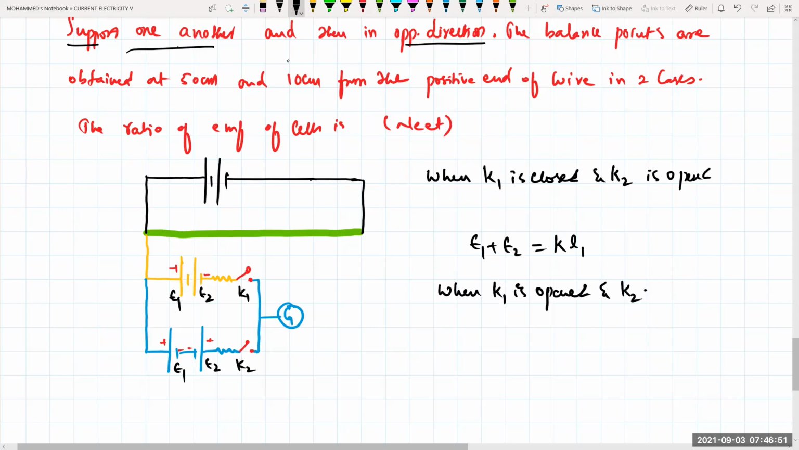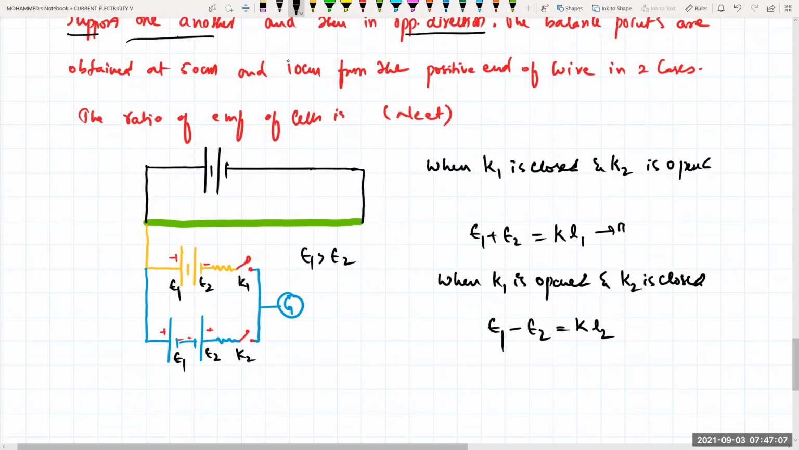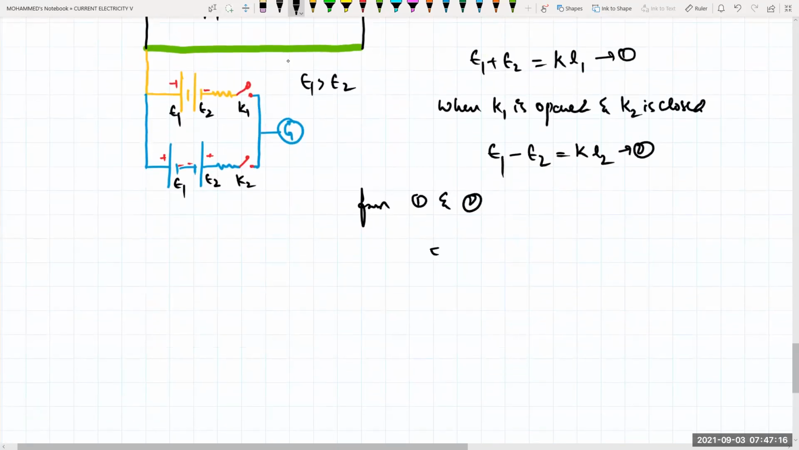and K2 is closed, then opposing, E1 minus E2. I'm assuming that E1 is greater than E2. Whichever is larger, you take first that one. That equals K into L2. If I take both the equations, this is equation 1, this is equation 2. So from 1 and 2, I can write E1 plus E2 divided by E1 minus E2 will be equal to L1 divided by L2.